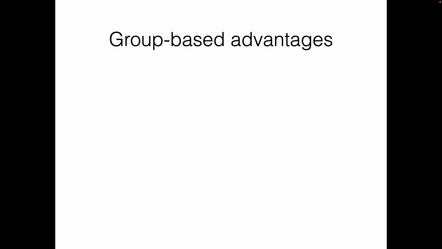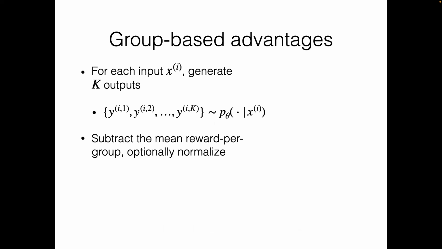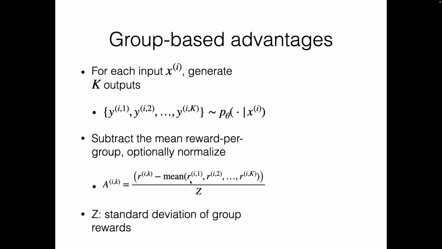So these group-based or group relative advantages are based on having an input and then generating multiple outputs and comparing them against each other. So here, for each input, we will generate, say, k different outputs. And then what you do is you subtract the mean of the reward in the group. And then you can also do other forms of normalization. Like a really common thing to do is also divide by the standard deviation of the group's rewards.